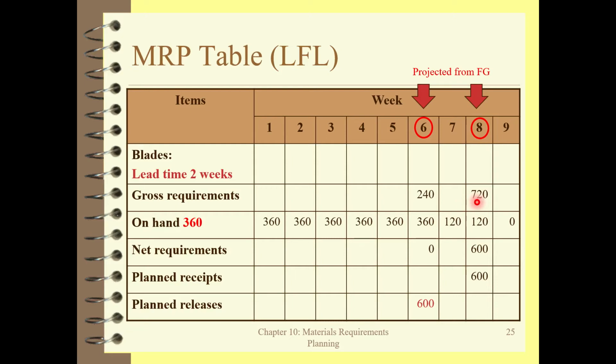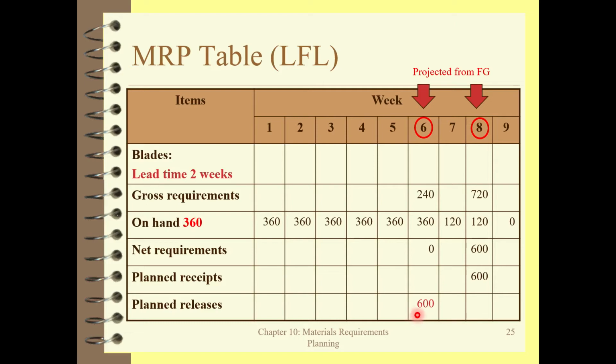So at the beginning of week 8, you need 720 items of blade, but your on hand is just 120. So the net requirement is 600. 600 comes from 720 minus 120. Net requirement and planned order receipt here should be the same, right? This is what you need, and when you need it. So 600, and the lead time is 2 weeks, so the planned order release is backward for 2 weeks. So you need to order the blade in the amount of 600 at the beginning of week 6, right?